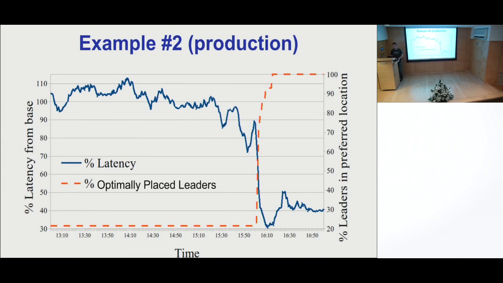Here's a production graph. This database was using a random placement up to here. And at 4 o'clock, we activated our system, and the leaders started migrating to their right location. The y-axis here shows what percent of the leaders of the database, there are many shards and each shard has a leader, migrated to the right location. We can see that as all the leaders migrate, the latency drops. The latency here drops by 70% and stabilizes at about 60% improvement.